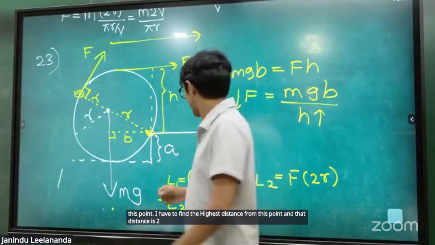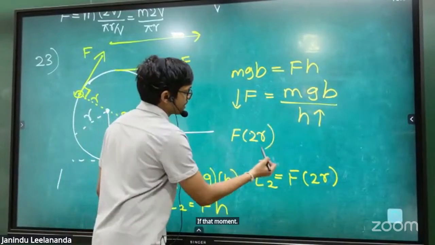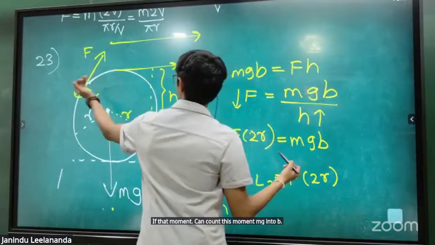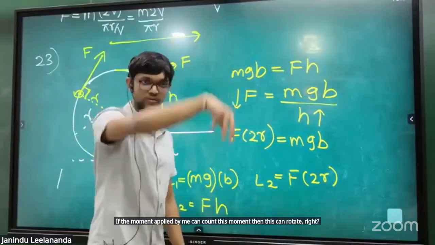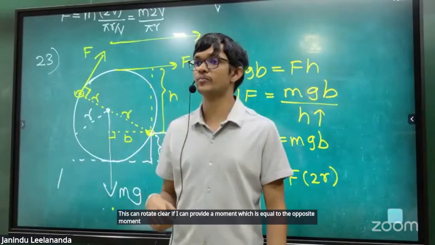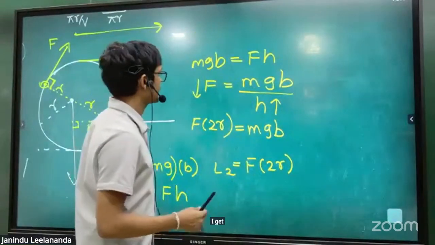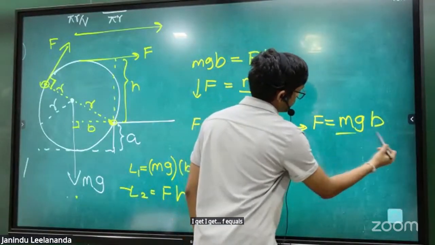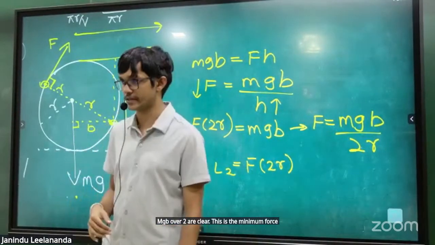So the moment is F times 2r. If the moment applied by me can counter the moment mg into b, then the wheel can rotate, just like opening the door. That is the basic idea. So I get F equals mgb over 2r. This is the minimum force required.